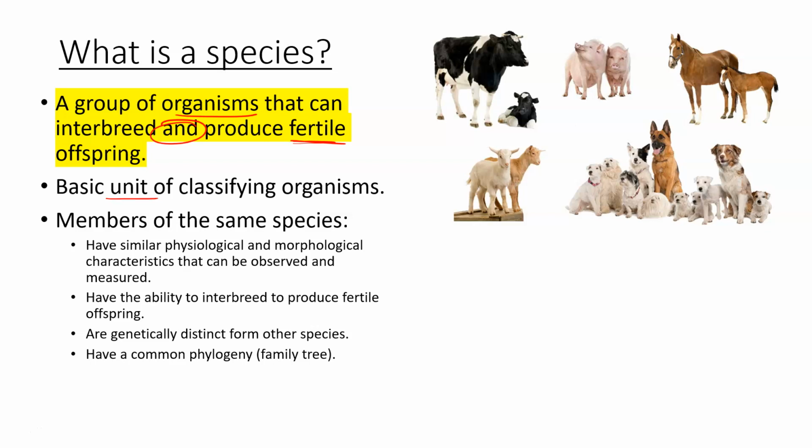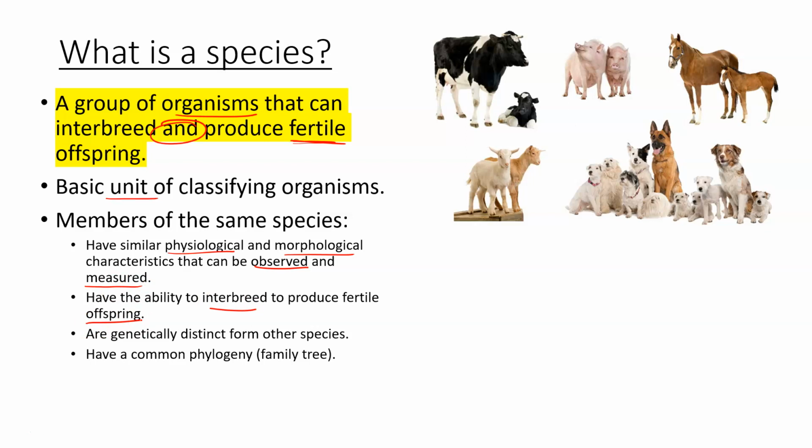Members of the same species have similar physiological and morphological characteristics. That means they look the same. Okay, they have similar body structure. They have similar markings. They have similar mannerisms. All of those things can be observed and can be measured. They have the ability to interbreed and produce fertile offspring.